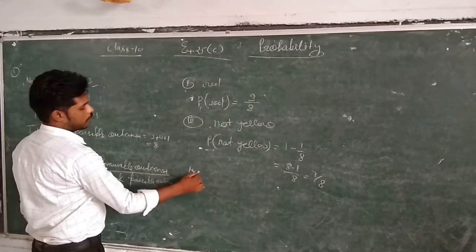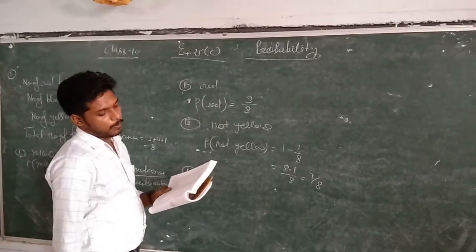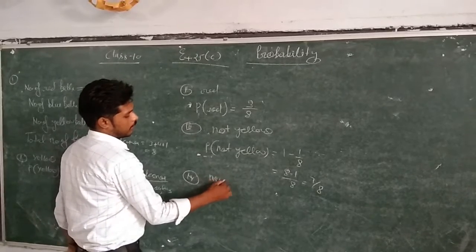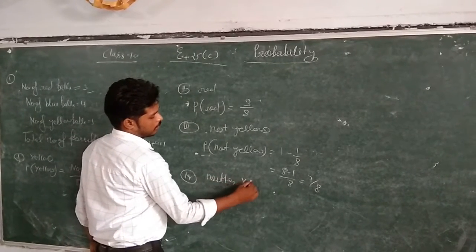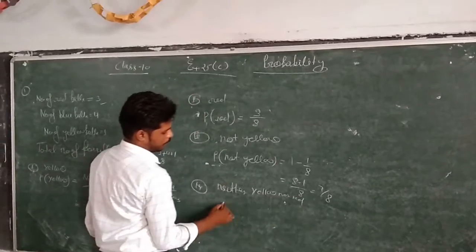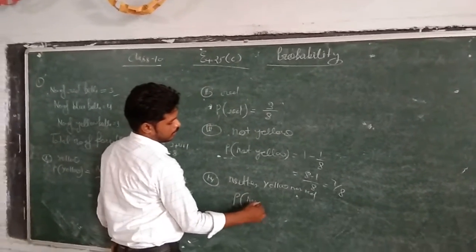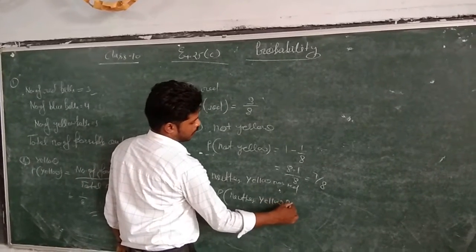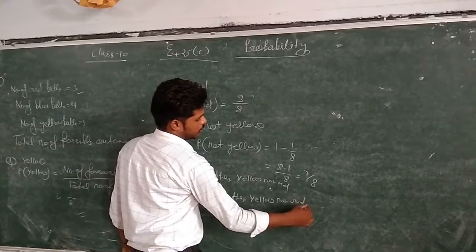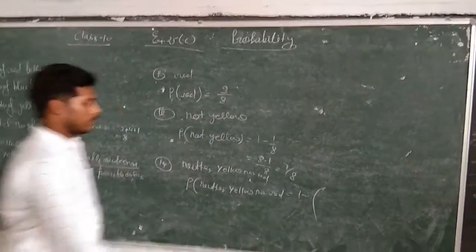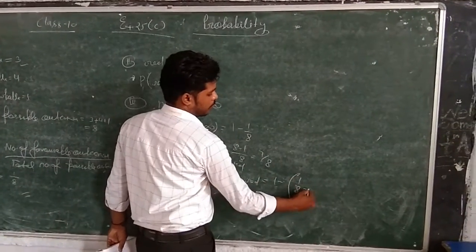And now the last point of this question is the probability of neither yellow nor red. P of neither yellow nor red is equal to 1 minus the probability of yellow, which is 1 upon 8, and the probability of red, which is 3 upon 8.